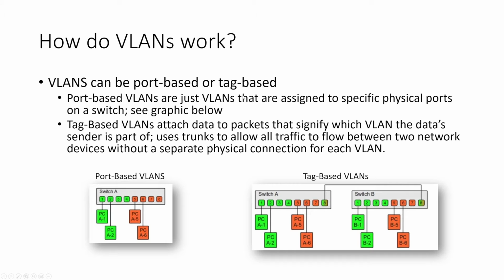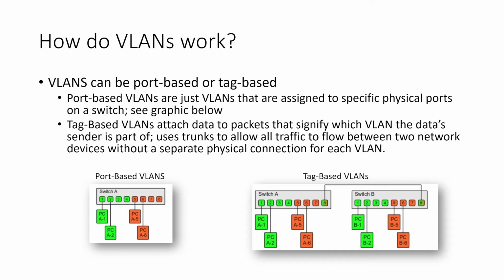How do VLANs work? There are two main types of VLAN systems, port-based and tag-based. Port-based VLANs operate by assigning a VLAN ID or VLAN number to a specific physical port on a network. In the graphic shown below, you can see that this is used to allow PC A-1 to communicate specifically with PC A-2. This is the ideal use for port-based VLANs.